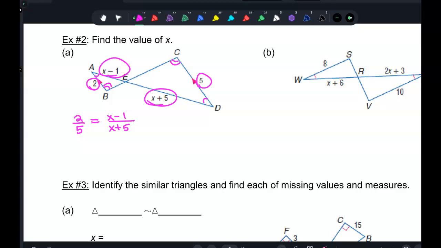I'm going to cross multiply. So I have 5x minus 5 equals 2x plus 10. 3x equals 15. So x equals 5.